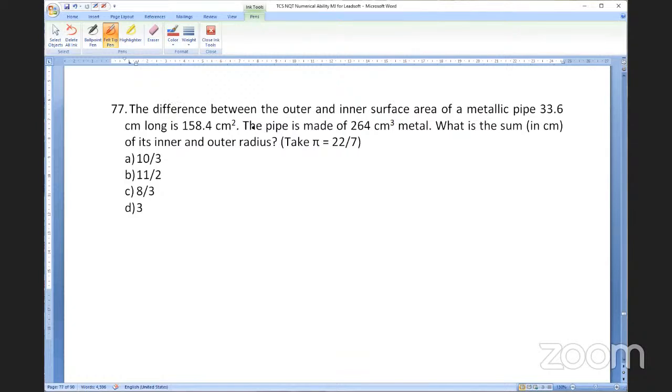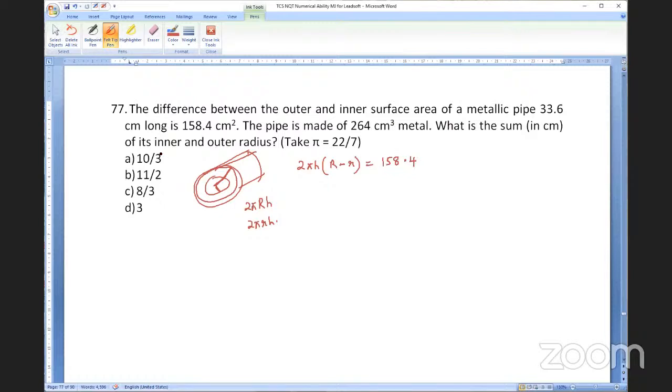Let's check the difference between the outer and inner surface area of a metallic pipe. This is a metallic pipe. Outer surface area is 2 pi RH, and inner surface area, where capital R is the outer radius and small r is the inner radius, is 2 pi rh. This difference is 158.4. That means 2 pi h into (R minus r) equals 158.4.